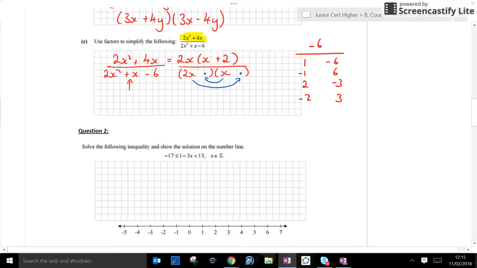Looking at our factors, I work it out to be 2x plus 2 and minus 3. If we do our little check to see we're correct, 2x by minus 3 is minus 6x, and 2 by x is plus 2x. That does not give us 4x. So we have to change and do some trial and error.